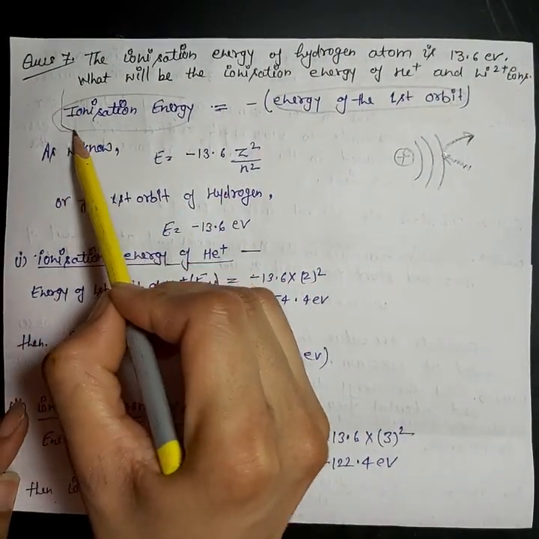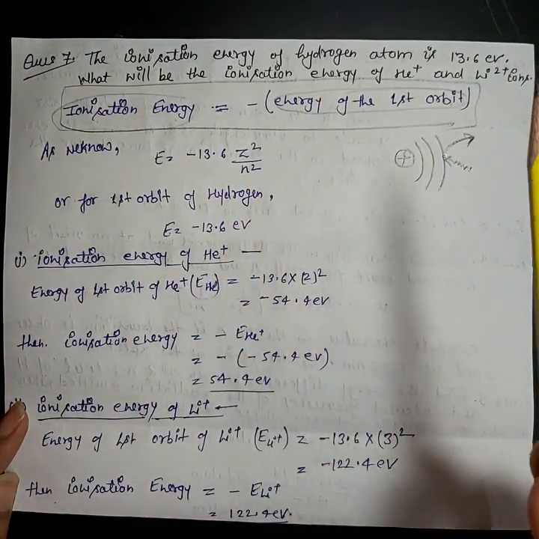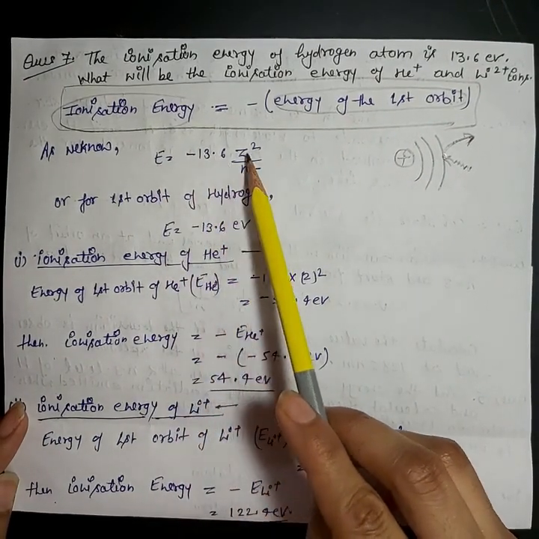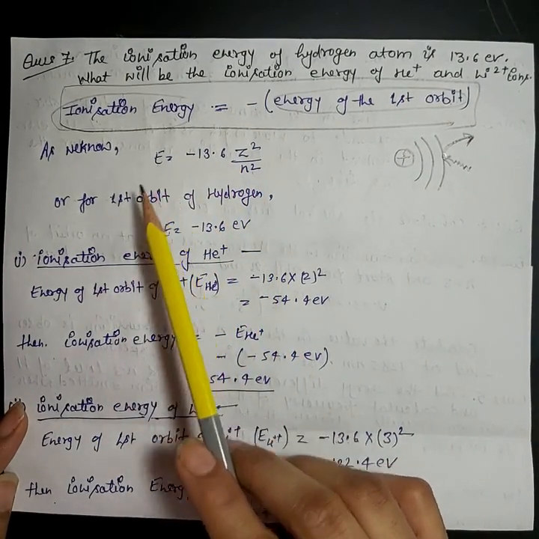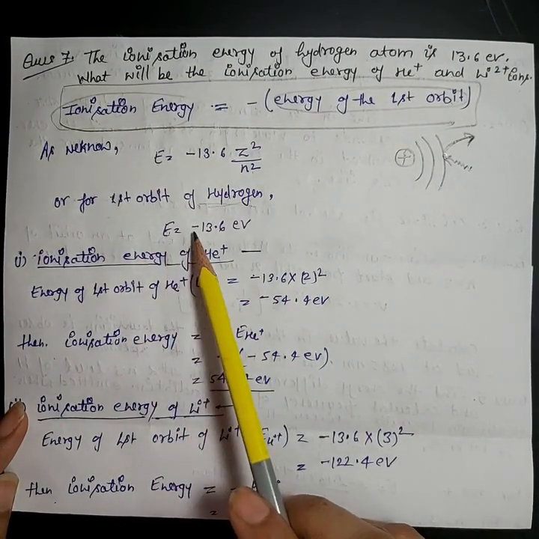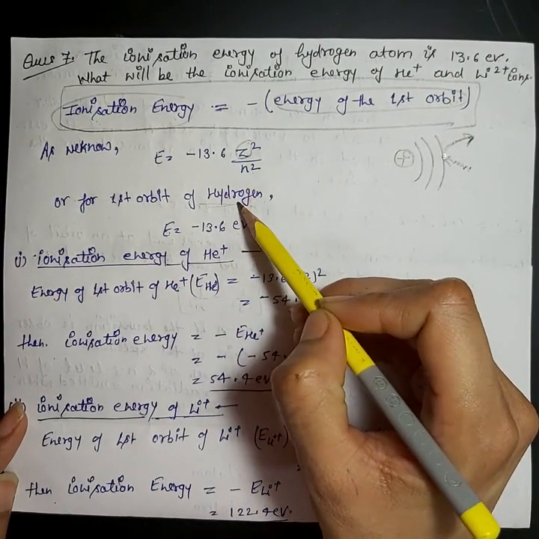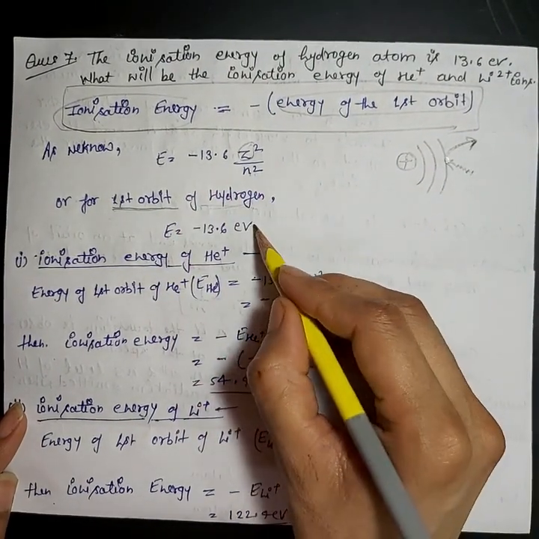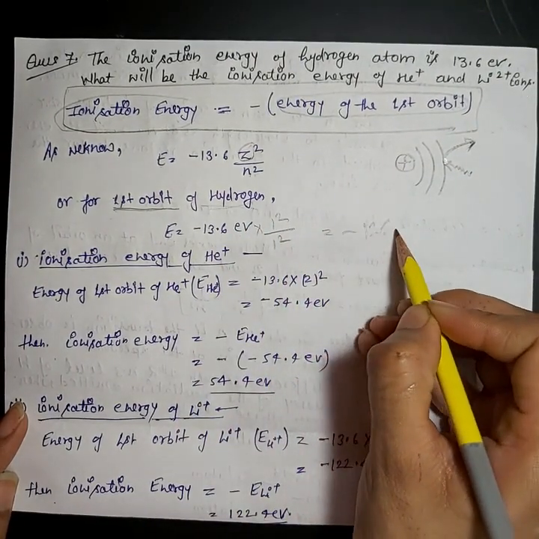So this is the basic formula. Now we know the formula for energy, E equals minus 13.6 Z square over n square. If we calculate the energy for the first orbit of the hydrogen atom, then E will be equal to minus 13.6 eV, because Z for hydrogen is 1 and n is again 1, since we are calculating for the first orbit. So 1 square upon 1 square gives minus 13.6 eV.